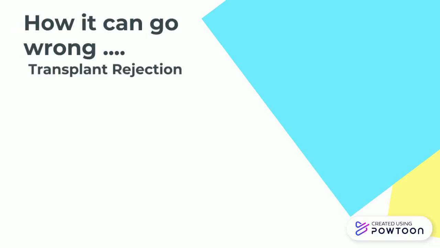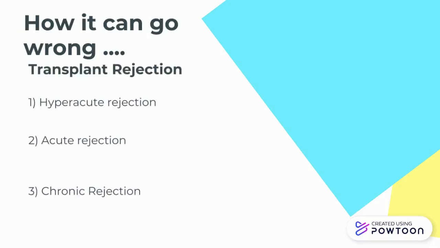However, a huge obstacle to the success of transplantations is the immunological rejection that can happen to the transplanted graft. There are 3 types of immunological rejection that can occur, which are hypoacute, acute, or chronic rejection. Hypoacute rejection occurs within a few minutes to hours after the transplantation.